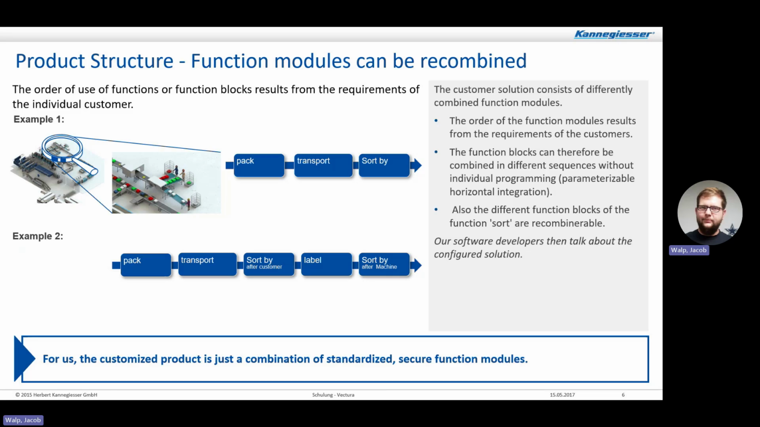Order of use of functions and function blocks results from the requirements of the individual customer. What the customer wants is how the functions or function blocks will be aligned and assigned. Customer solution consists of differently combined function modules. Order of the function module results from the requirement of the customers. Function blocks can therefore be combined in different sequences without individual programming.